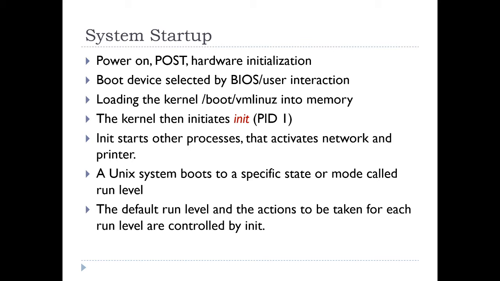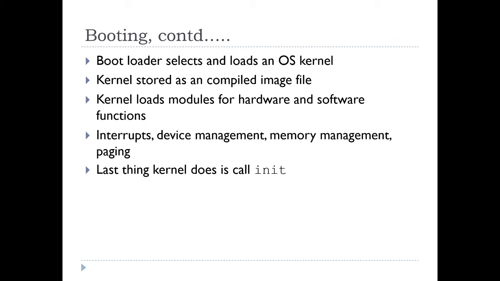A Unix system boots to a specific state or mode called run level. The run level specifies the work to be done by the system. The default run level and the actions to be taken for each run level are controlled by the init process. Once the bootloader selects the OS to be loaded into the memory, the kernel loads the modules which are required for the hardware and software functions. For example, interrupts, device management, memory management, and paging of memory devices.